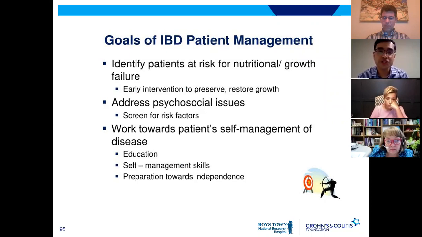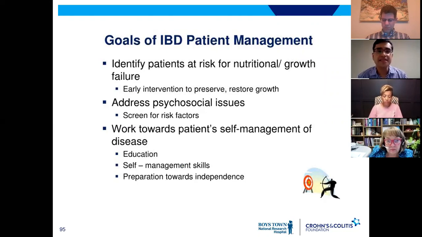Addressing some of the psychosocial issues that children can certainly suffer more from, because it's a greater disease burden on them. And finally, getting our pediatric patients to a place where they can understand the disease, and take some steps in learning how to manage their medications or even their clinic appointments. Just as in every other aspect of life, we're preparing our kids to become successful adults. That's an important part of the whole process here.